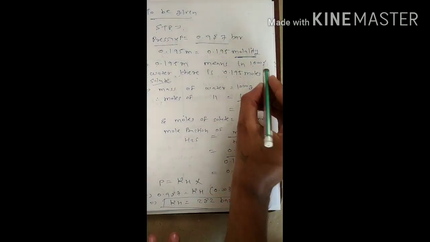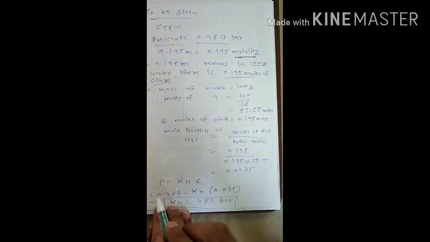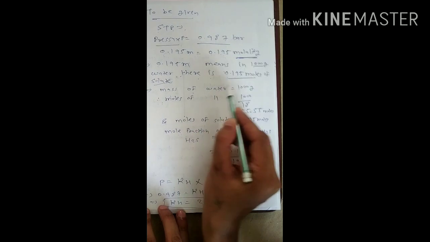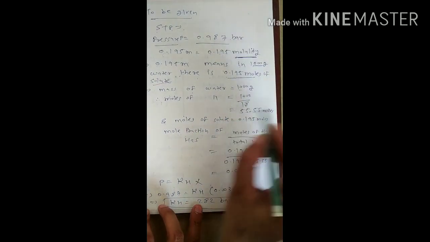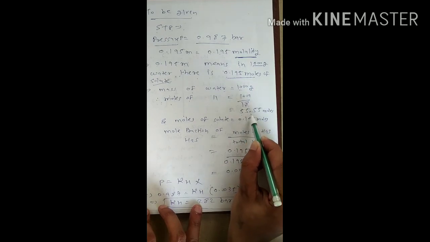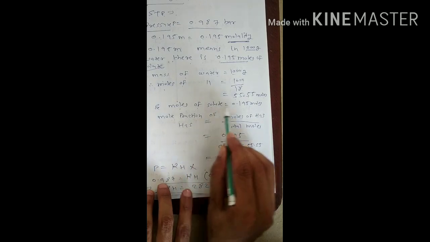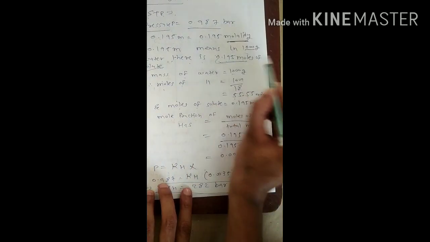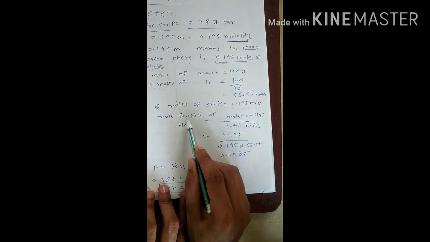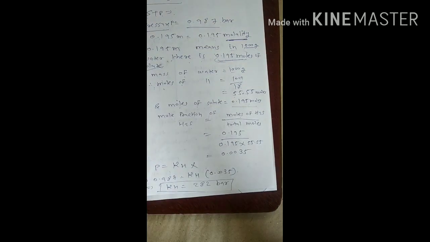So you have grams of solvent here and moles of solute. So mass of water is equal to 1000 gram, moles of water, that is 1000 divided by 18, 55.55 moles. Moles of solute, that is 0.195. I have written here. So mole fraction of solute is equal to, what is mole fraction now?